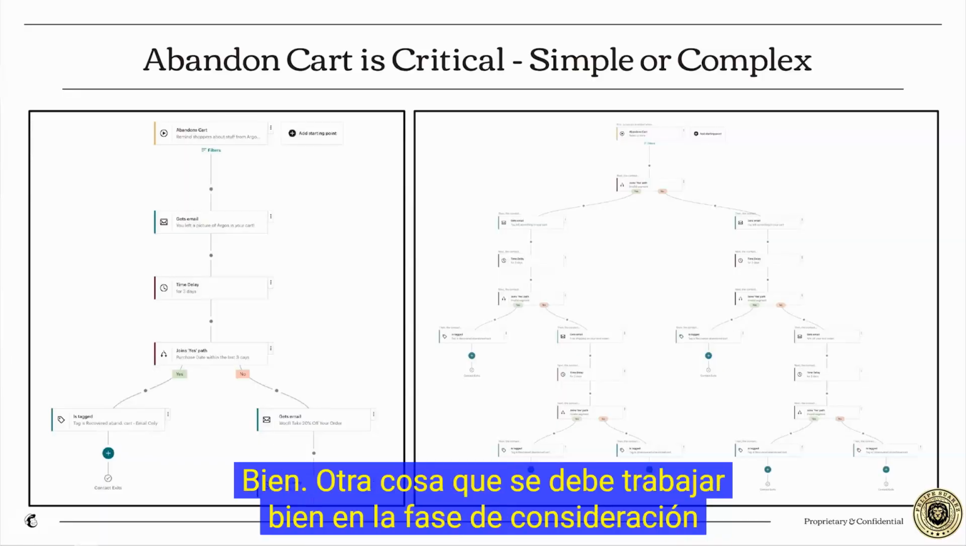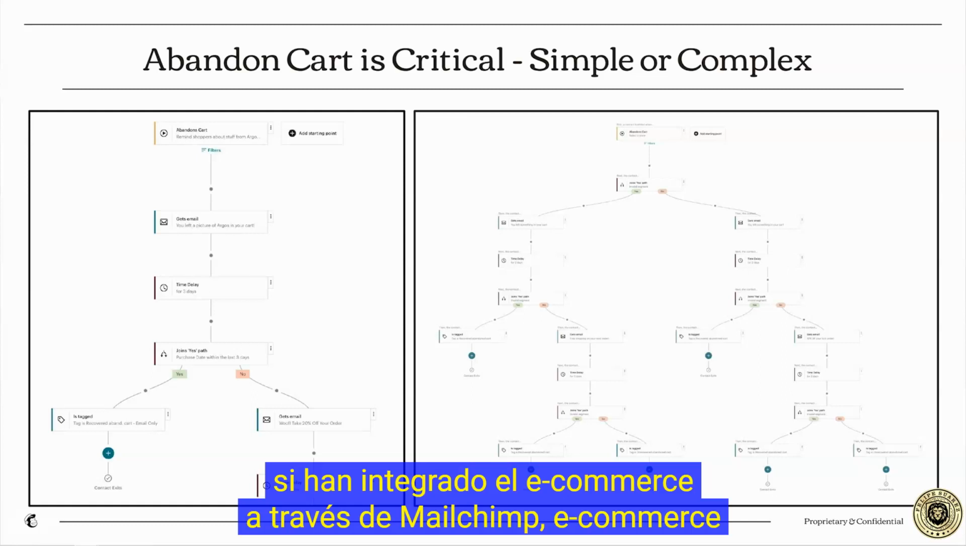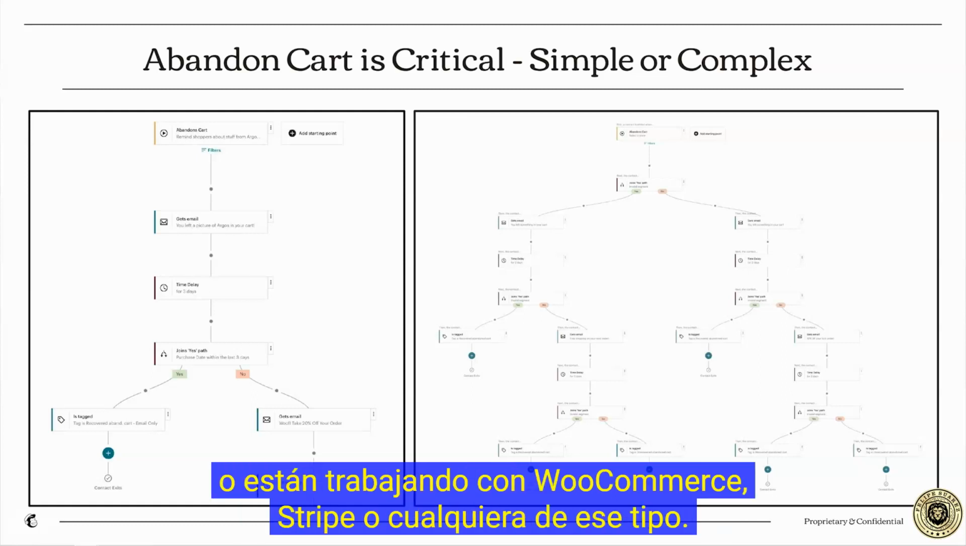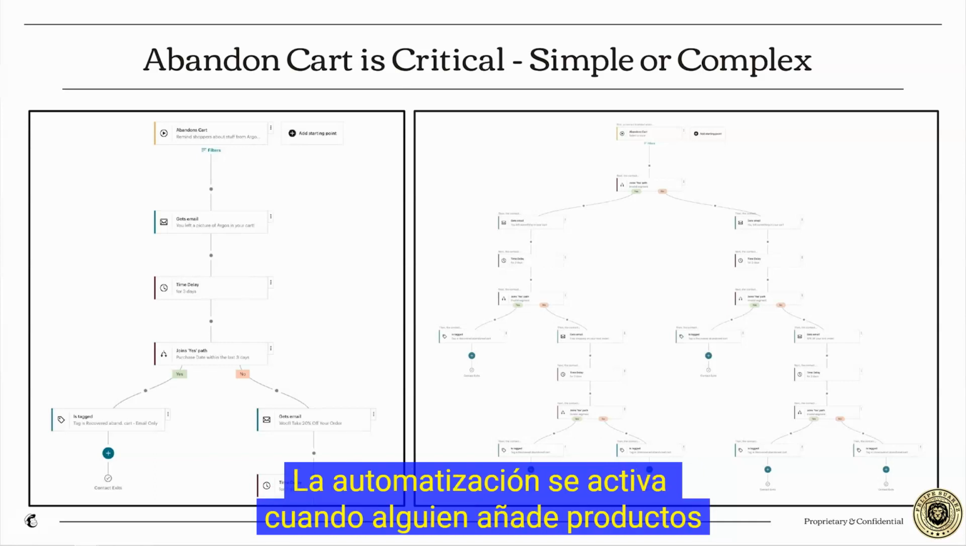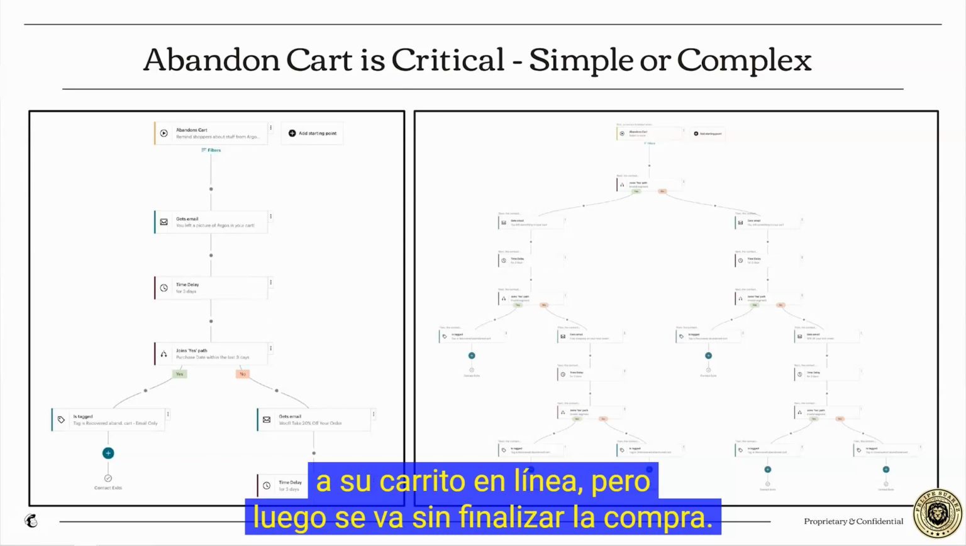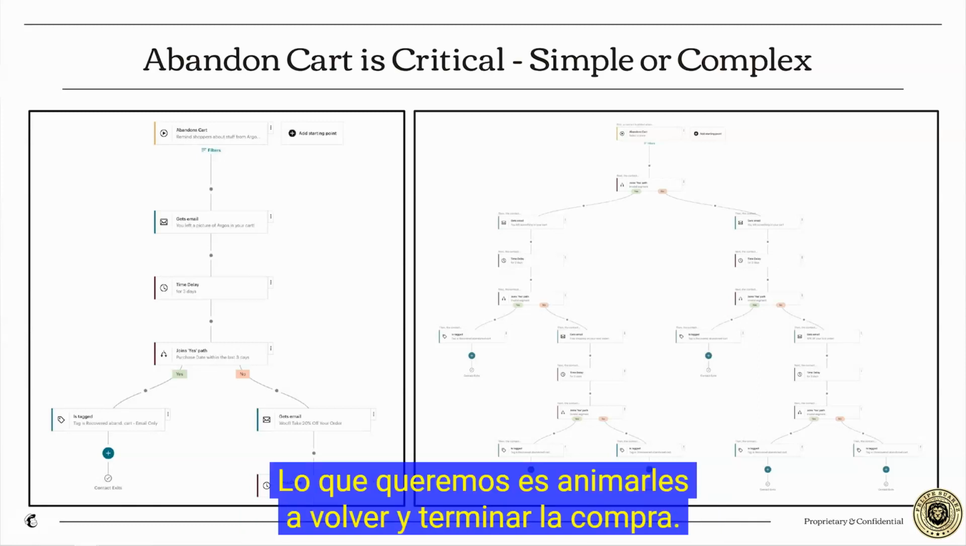Okay, the other thing that you absolutely need to have to work in the consideration phase is an abandoned cart automation. Abandoned cart is critical. If you have an e-commerce integration, be it Mailchimp e-commerce, or you're working with WooCommerce, Stripe, anything like that, if you have it integrated into Mailchimp, you need an abandoned cart flow. Abandoned cart is the automation that triggers when someone adds products to their cart online and then leaves your site without finishing the purchase. Maybe they got busy, maybe they're researching other sellers. Oh no, we don't want that. Either way, you want to encourage them to come back and finish the purchase.